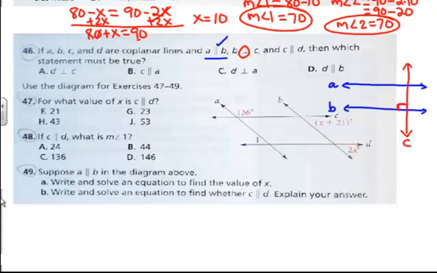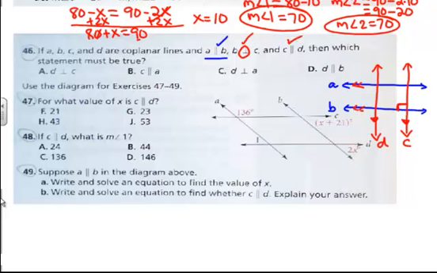So I have to make these lines parallel. So this has to be D. Alright, so I know these lines are parallel, and I know these lines are parallel. Okay, that's what I know. Now I can answer the question.